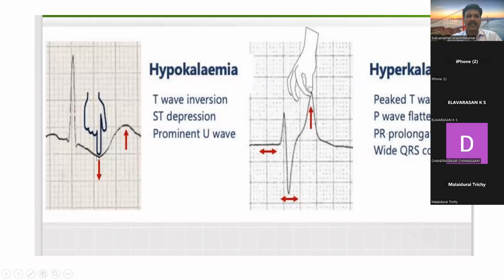So in hypokalemia, you are having ST depression, upright U wave. See here, U wave. Whereas in hyperkalemia, exactly opposite, you are having tall peaked T waves. See here, tall peaked T wave. QRS may be widened, and you are having P wave may widen or disappear with increasing potassium. And this is what hypokalemia and hyperkalemia is.